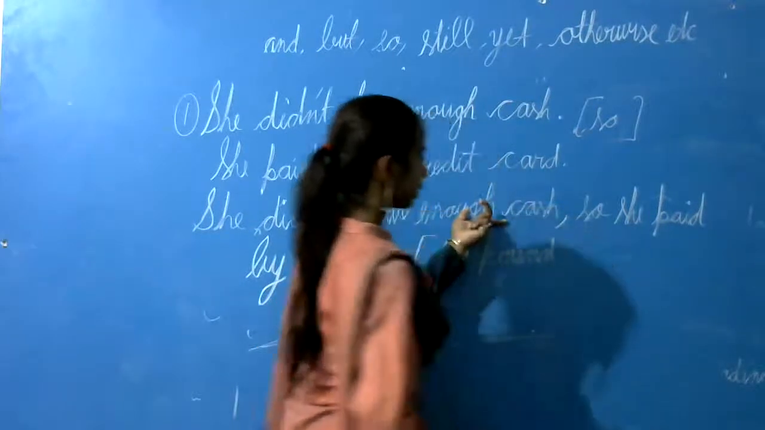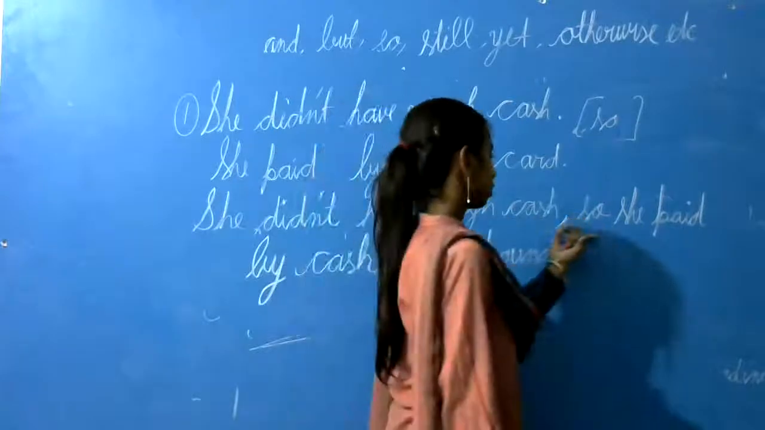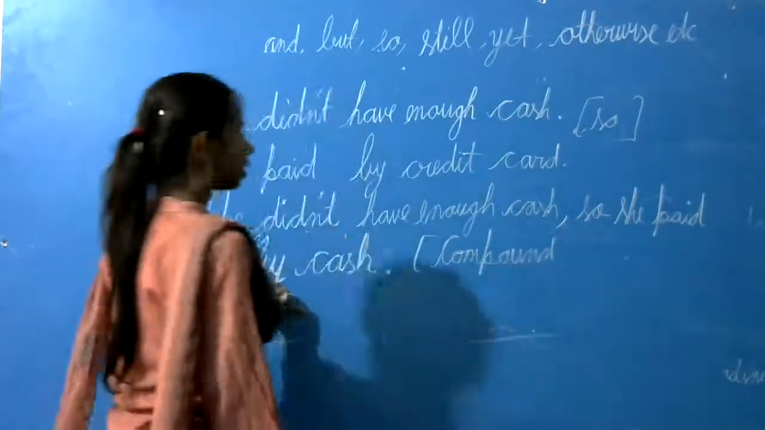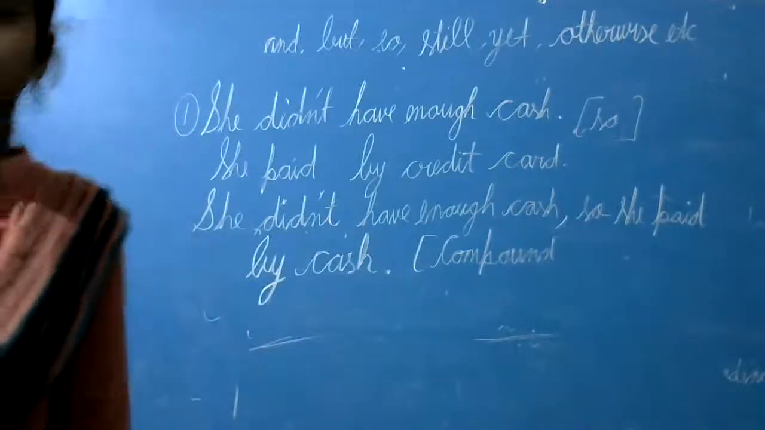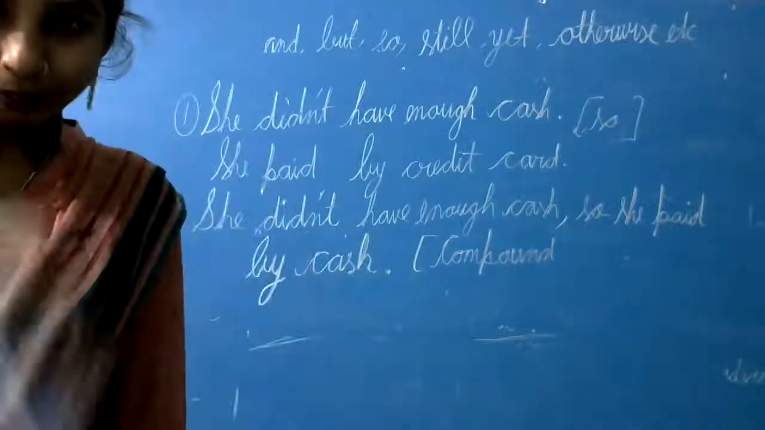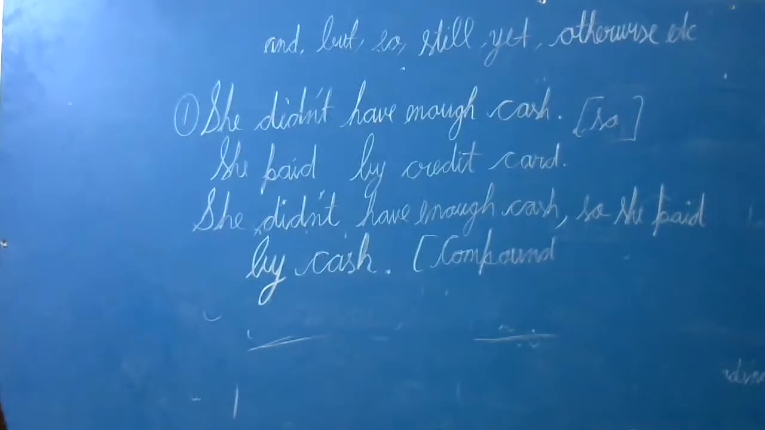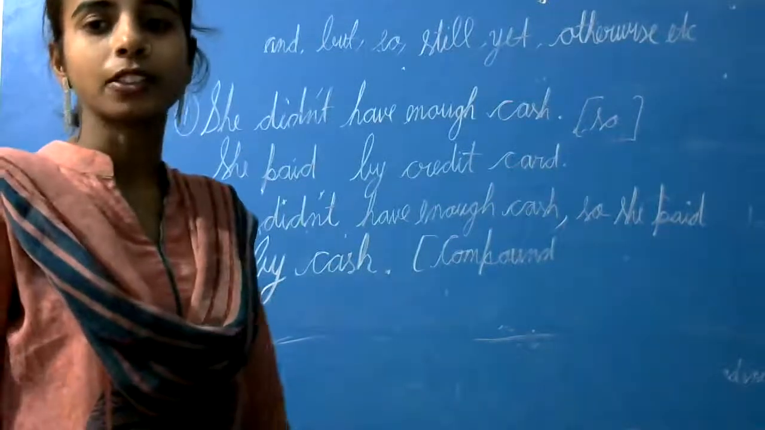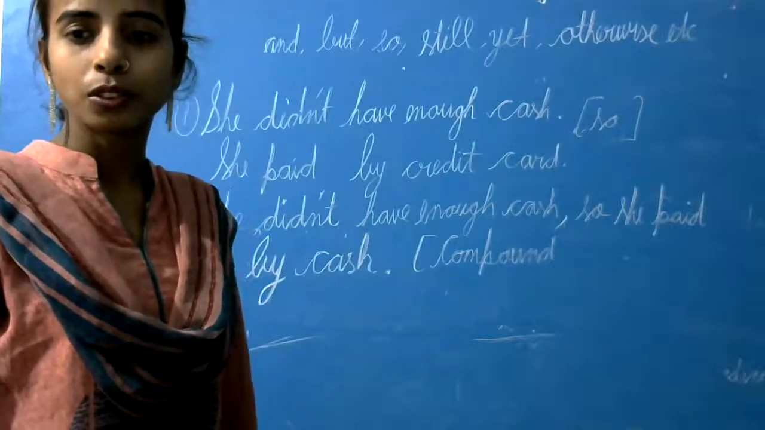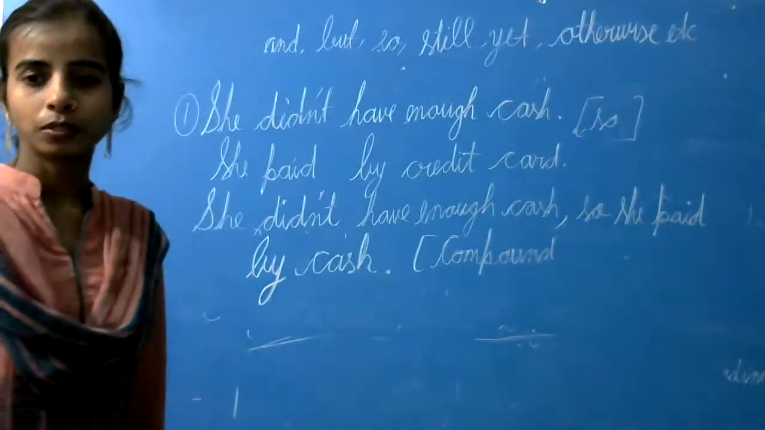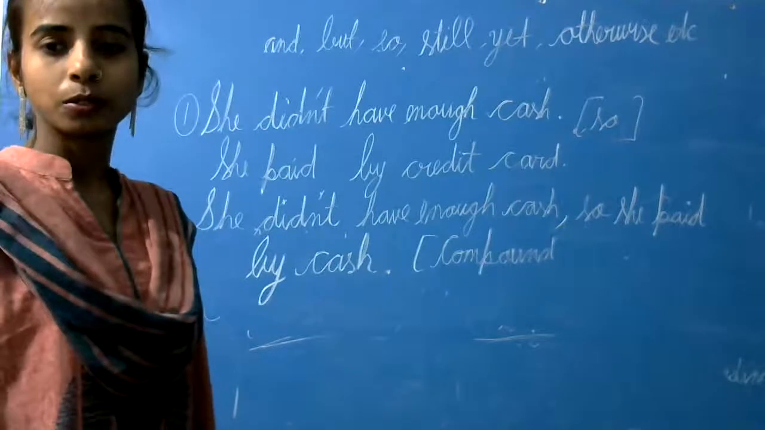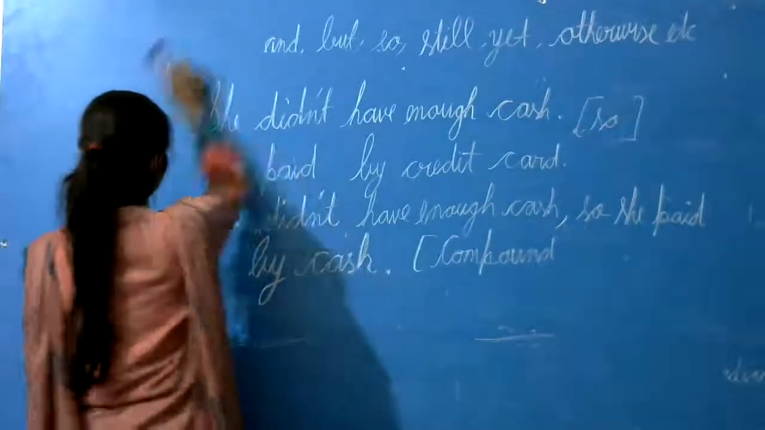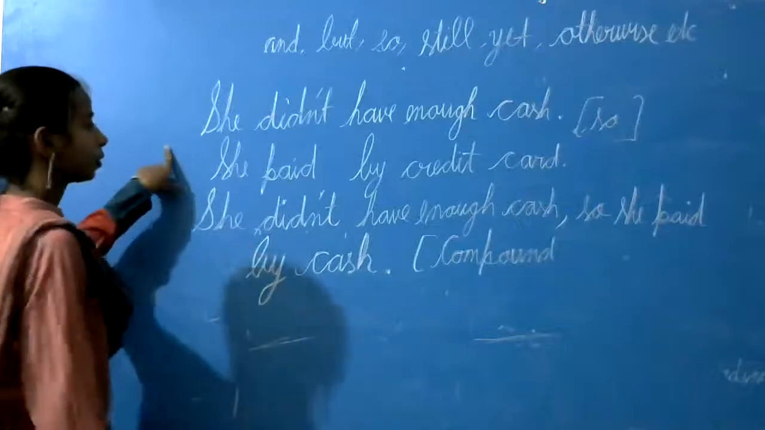When two simple sentences are joined by using a coordinating conjunction, then it is called a compound sentence. I have told you. He is rich, but he is a miser. M-I-S-E-R. Okay, Raju? Yes, Aryan. Noted it down.